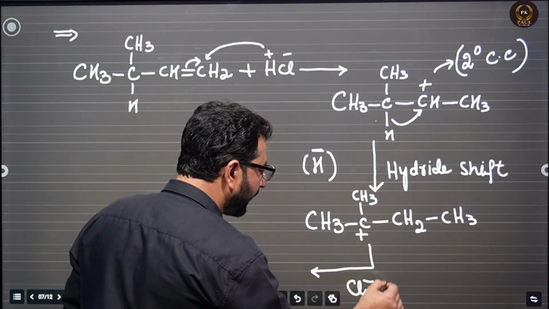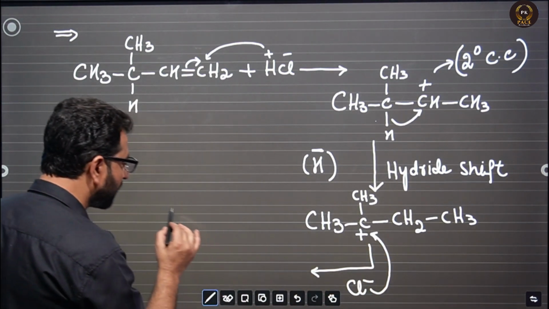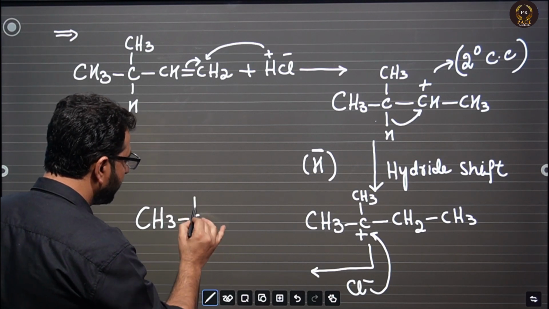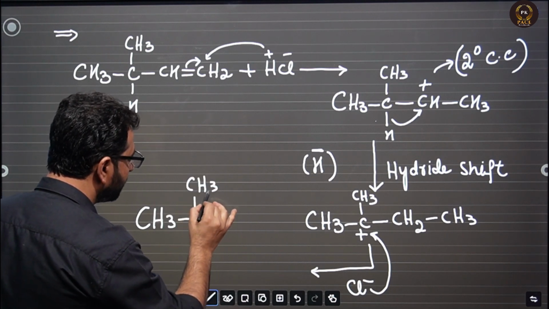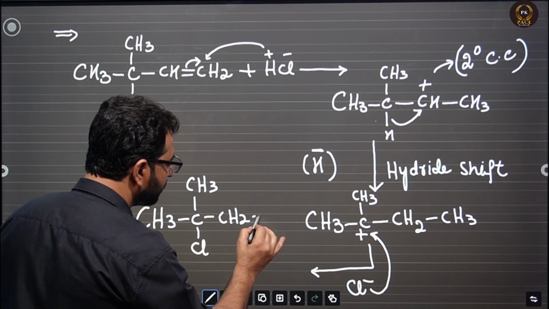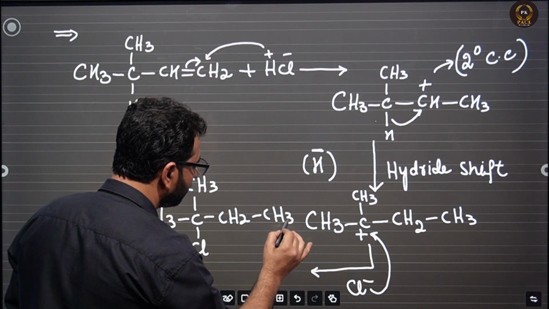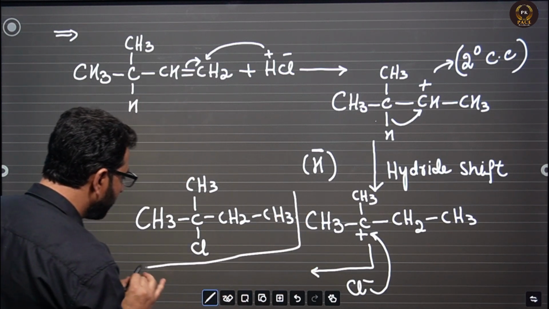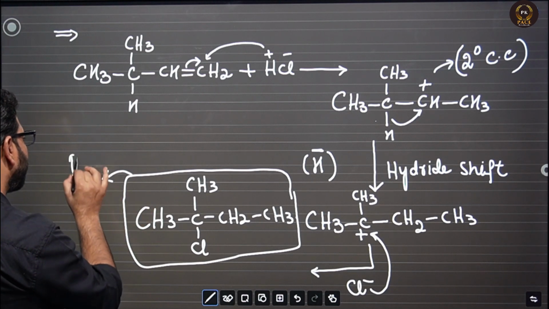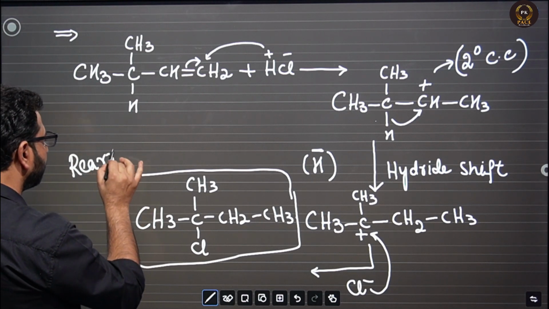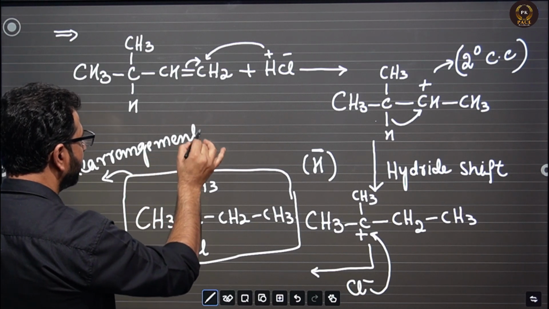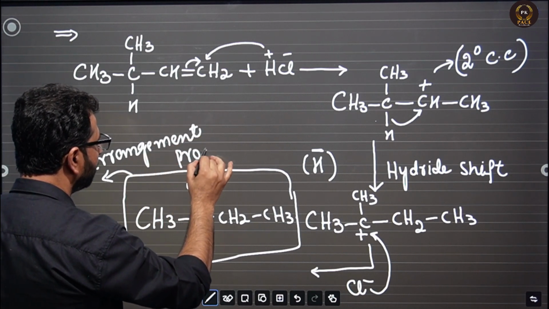The Cl negative will attack here, and it will give us a compound like that: CH3, CH3, Cl, CH2 and CH3. Okay, dear. See, this will be the major product, and this product is called a rearrangement product. This is called a rearrangement product. Clear?